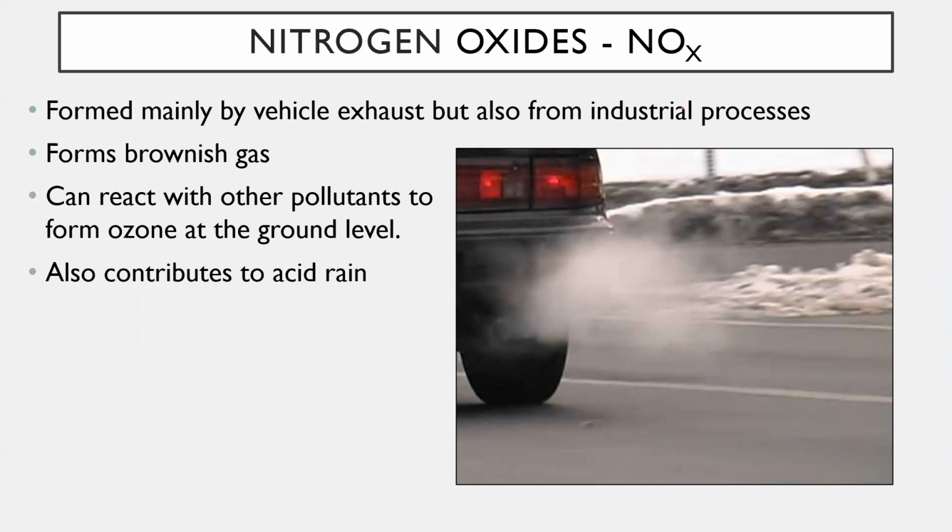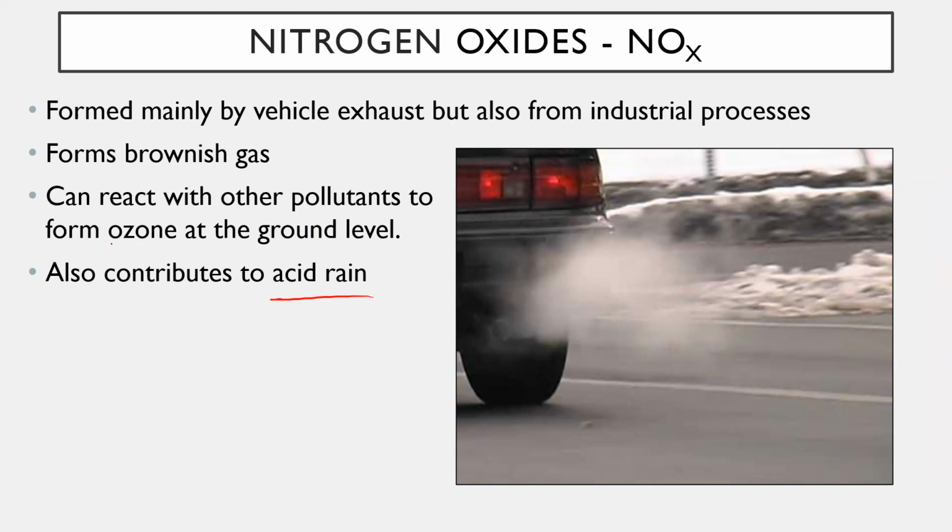Now, there's not any one type of nitrogen oxide, so we call this NOx. X could be a bunch of different numbers. There are different nitrogen oxides. You don't need to know that too much, but basically nitrogen oxides of various forms can be produced mainly by vehicle exhaust, but also, of course, from industrial processes. Now, this will actually form a brownish gas, especially if you have it in high enough concentrations. The issue with nitrogen oxides is, just like with sulfur dioxide, it can contribute to acid rain.